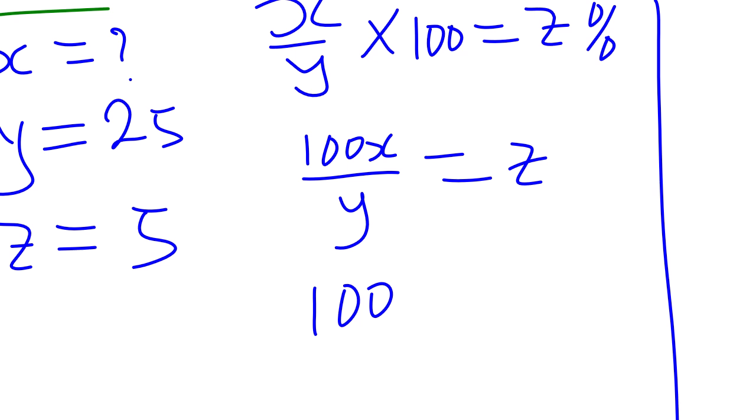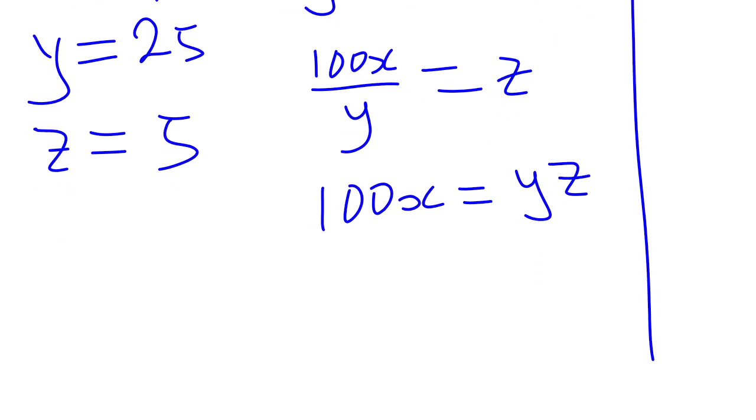So I have 100x is equal to yz. Then for you to make x the subject of the formula, that means you want to leave only x on the left side of the equation. That means you need to take this 100 away, then you leave x here. If you take 100, where are you going to put it? You will put it on the right side here.